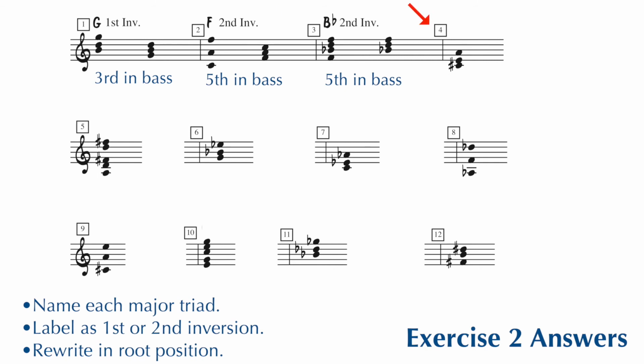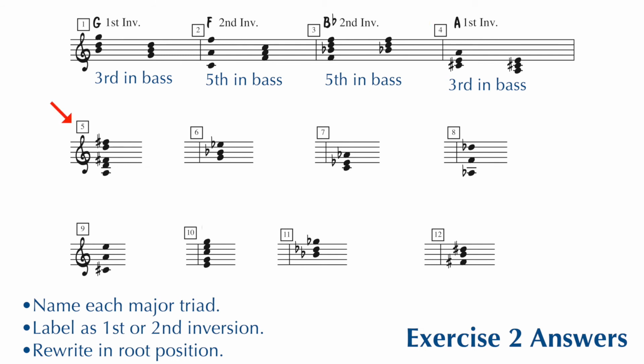Number 4, I've taken the A at the top and moved it down an octave. Everything is nice and neatly stacked, A, C sharp, E. So this is an A major chord, originally in first inversion because the C sharp, the third of the chord, is the lowest note of the chord.